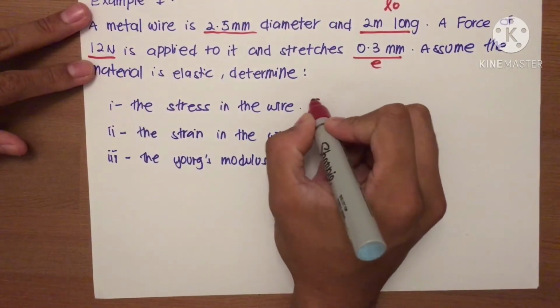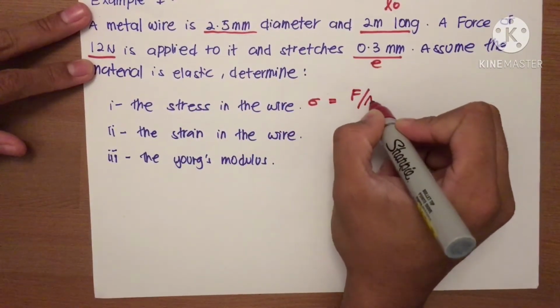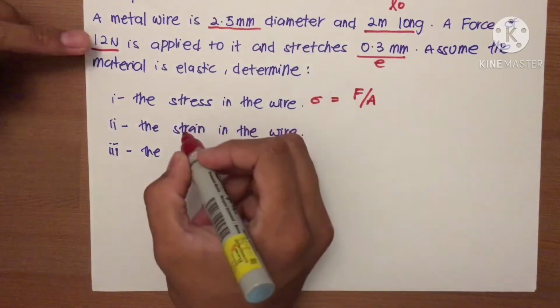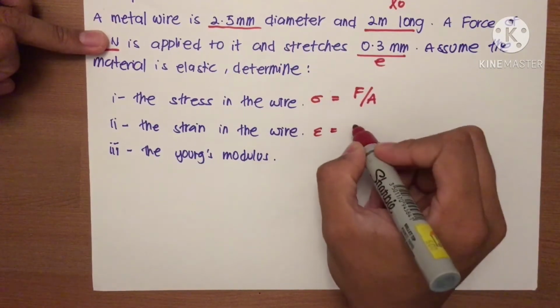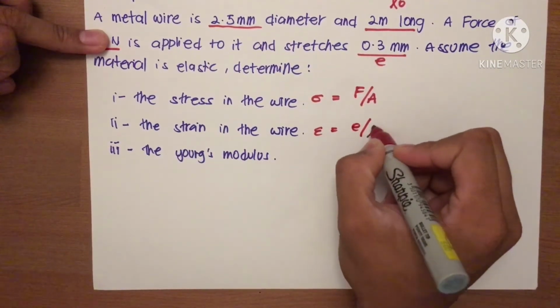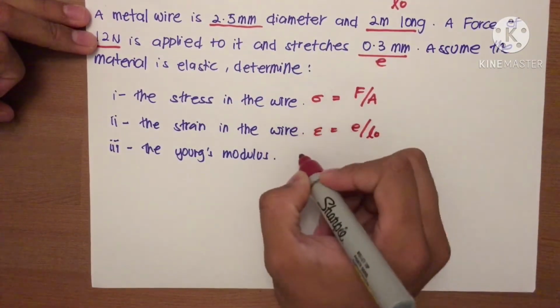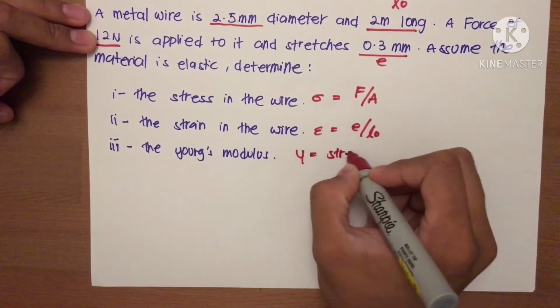We know the stress formula is F over A: the force divided by the area of the cross section of the wire, where F is the force perpendicular to the cross section. Then the second question, the strain in the wire. The strain is equal to the elongation over L0, the actual length, and the Young modulus Y is equal to stress over strain.